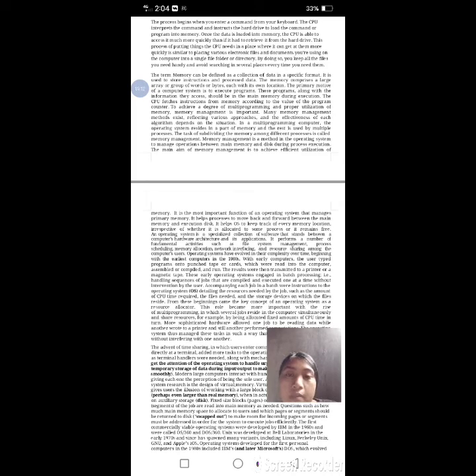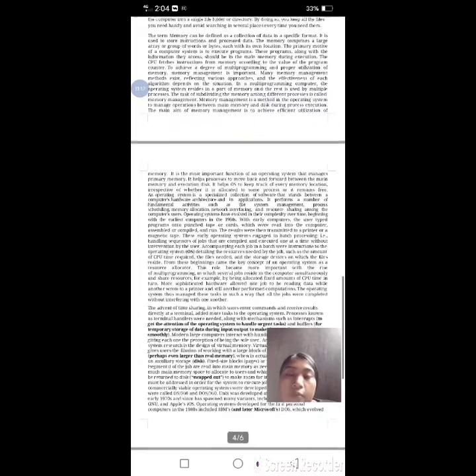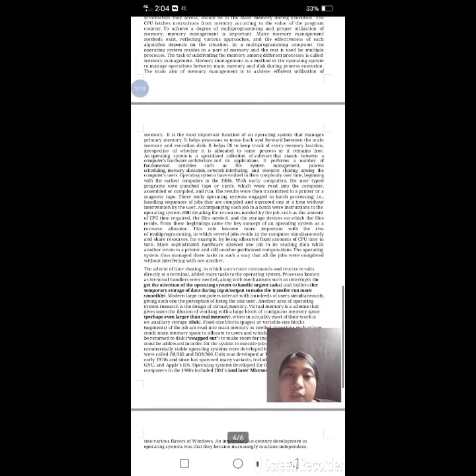The main aim of memory management is to achieve efficient utilization of memory. It is the most important function of an operating system that manages primary memory. It helps processes to move back and forth between the main memory and the execution disk. It helps us to keep track of every memory location, irrespective of whether it is allocated to some process or it remains free.